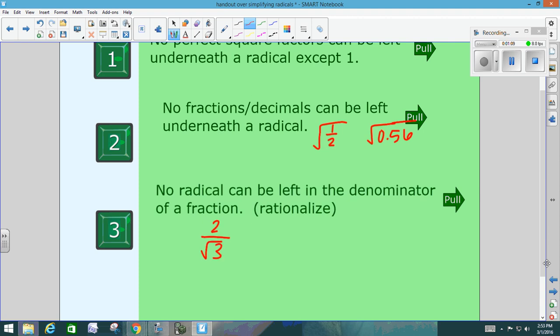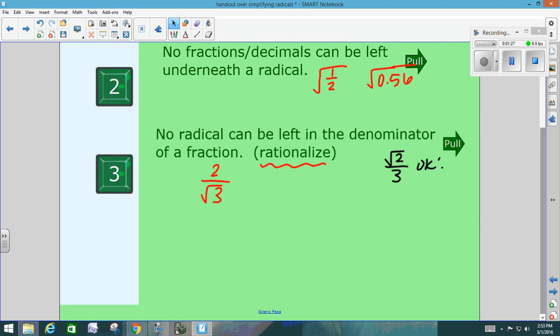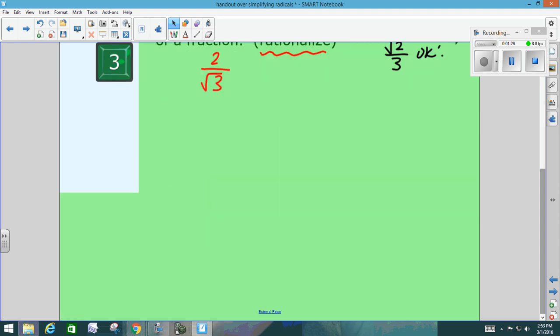That's not completely simplified. You can have it in the numerator. It's okay to have like the square root of 2 over 3. That's okay, but you can't have one in the denominator. And how you fix that is called rationalizing, and I will show you a couple examples of that. Capiche?